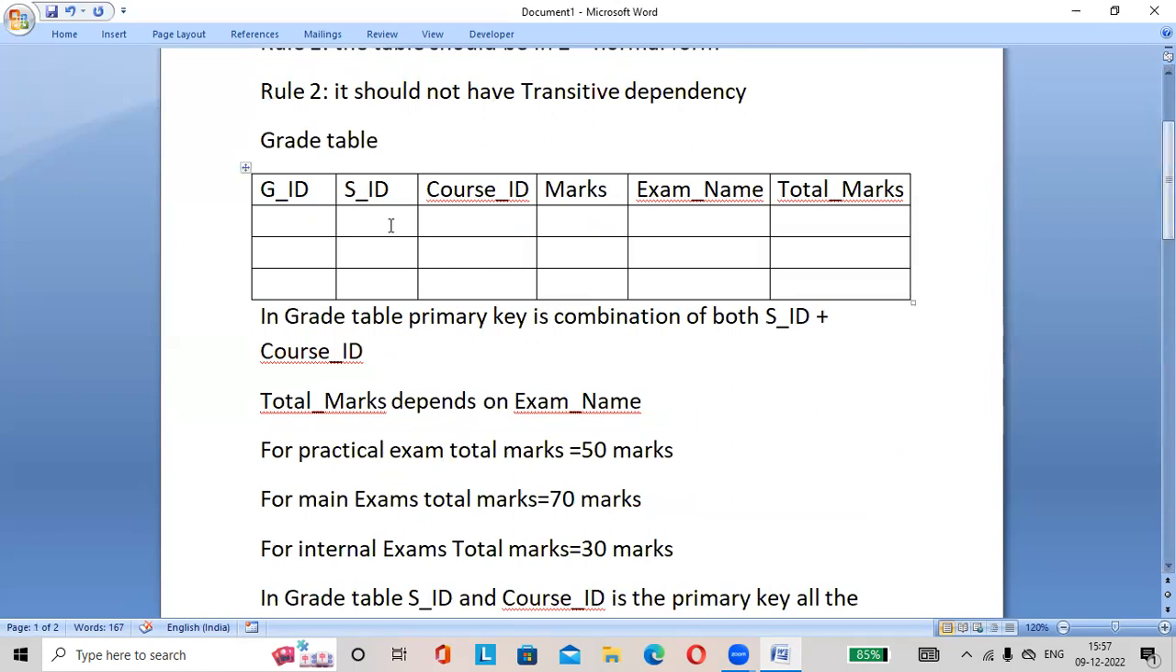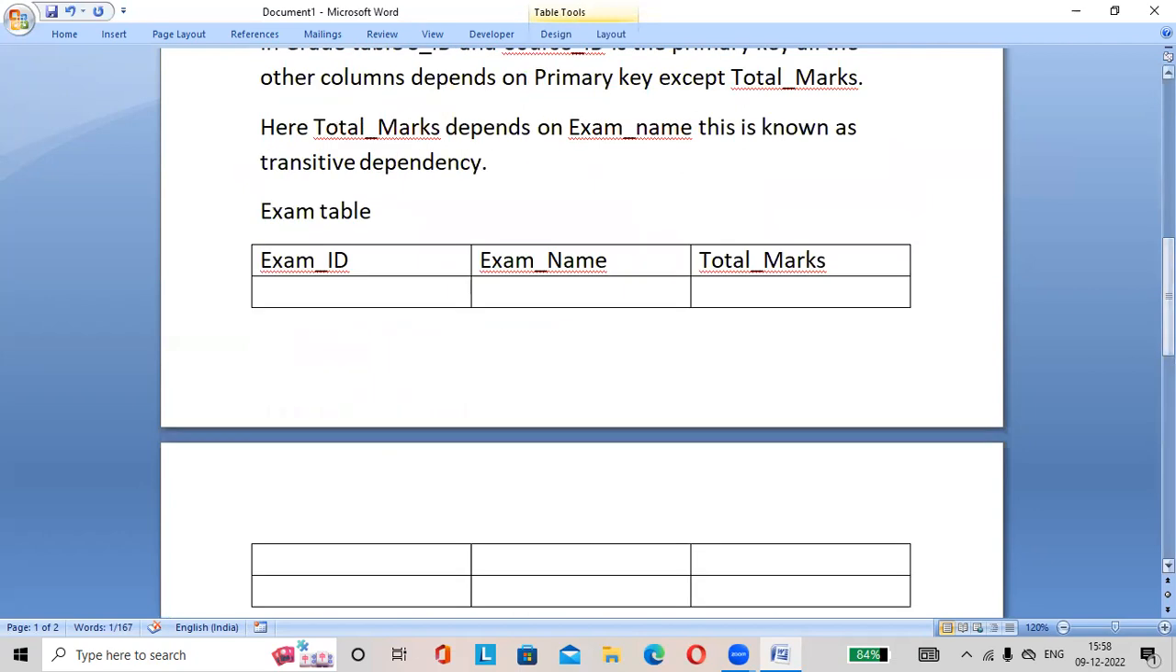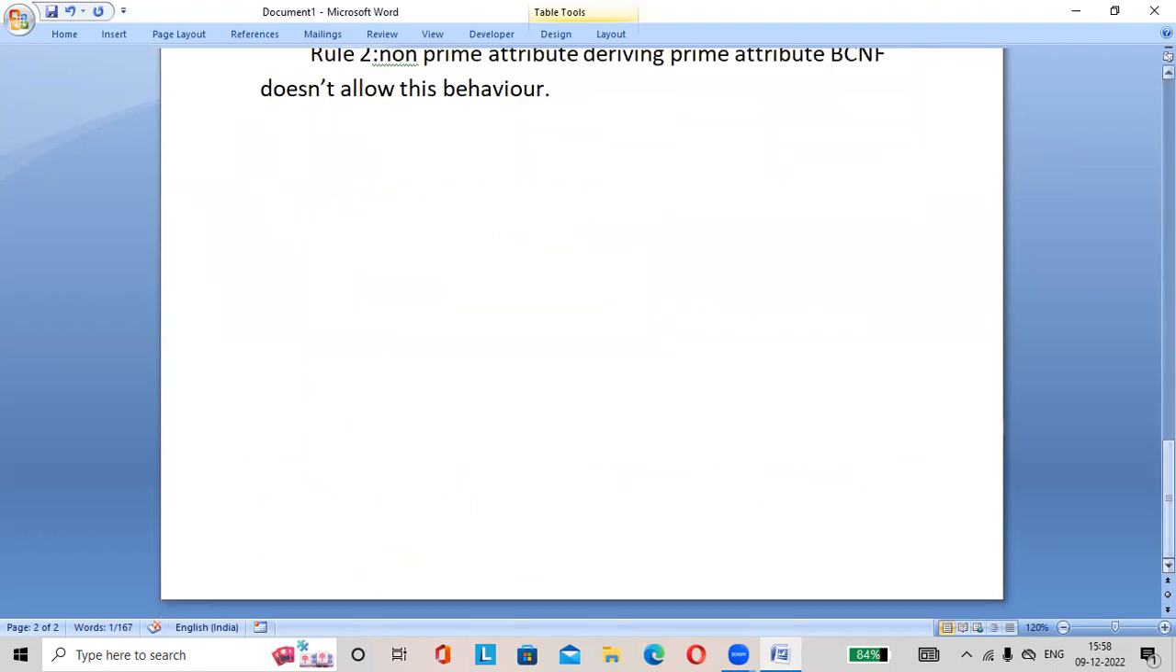See here, what are the prime attributes? Student ID and course ID are the prime attributes. Here total marks is a non-prime attribute. What does BCNF say? A non-prime attribute deriving the prime attribute is not allowed by BCNF. Total marks is a non-prime attribute. This total marks is deriving what? Course ID, a prime attribute. This feature is not allowed in BCNF. Is it clear, ma'am? We'll consider one student table.